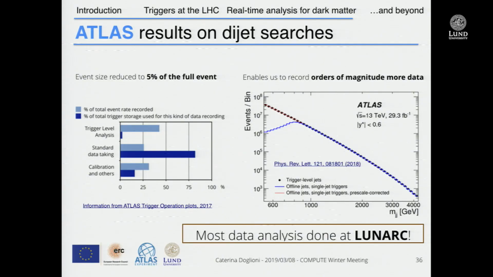I'm sorry, the person responsible for these plots has just left the room, but this is the Lund University postdoc, Wade Calderon. He's implemented this method together with a team of other people by reducing the event size to 5% of the full event. So you're discarding 95% of the information. You don't use it anyway, so why keep it? And that means that instead of taking 1 kilohertz, that is 1,000 events per second, you can take 20,000 events per second just for this analysis.